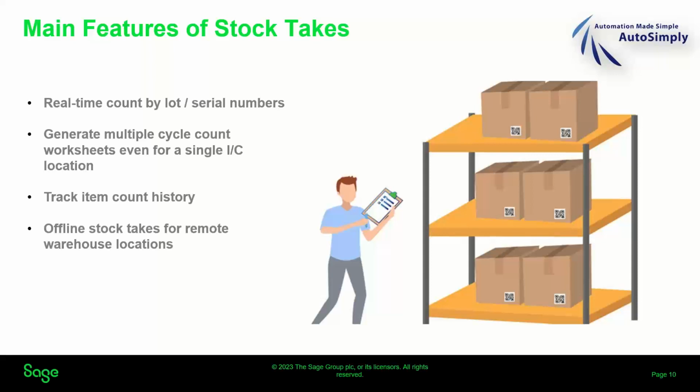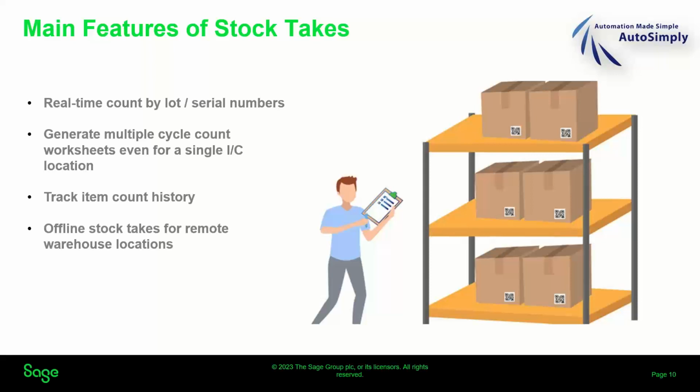So let's now talk about the main features of the stock take product. First thing is real-time count by lot and by serial number. The stock take module can stand alone, but ideally it would be used together with our barcode product and the app. So we now allow the users, the warehouse staff themselves, the frontline person, to do the count as they walk around, scanning items, boxes, and inputting the quantities, scanning the lots and serial numbers, and building up the count to arrive at the final count.